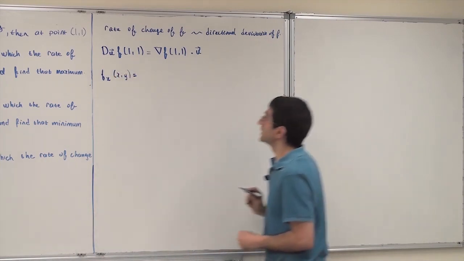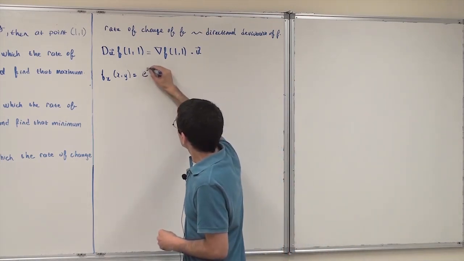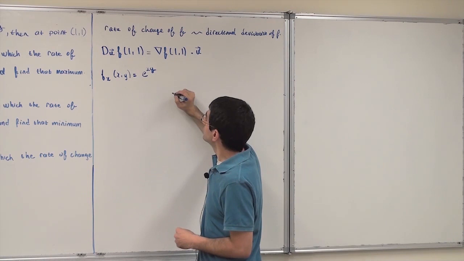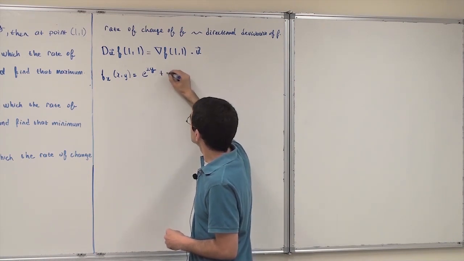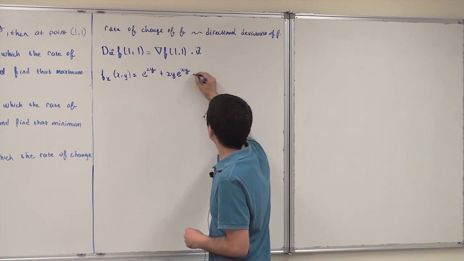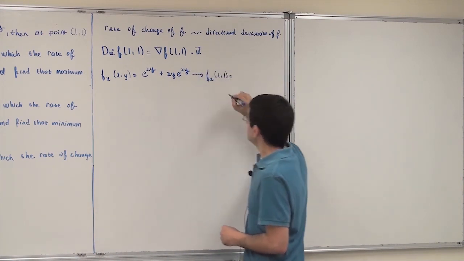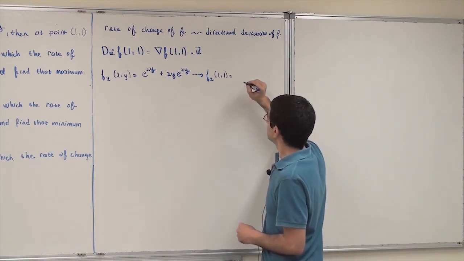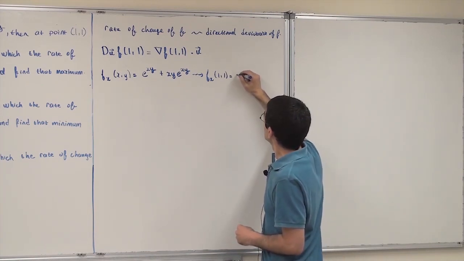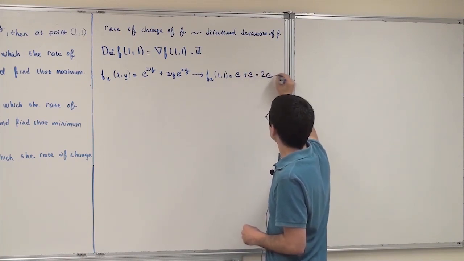So the partial derivative with respect to x is e to the power xy plus xy e to the power xy. Evaluated at the point (1, 1), we find e plus e, which is 2e.